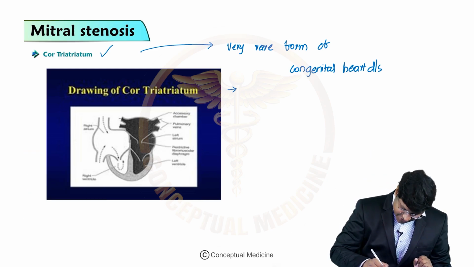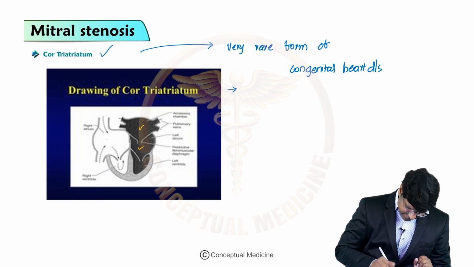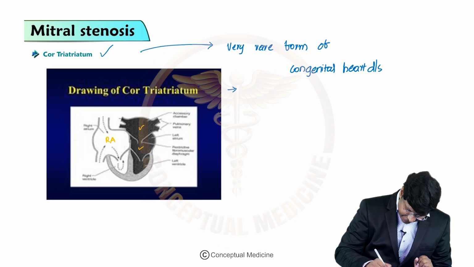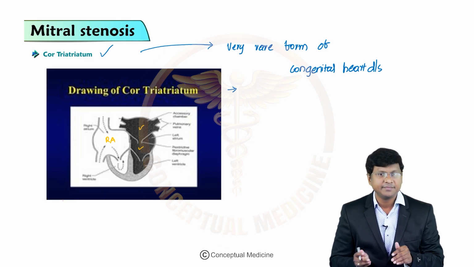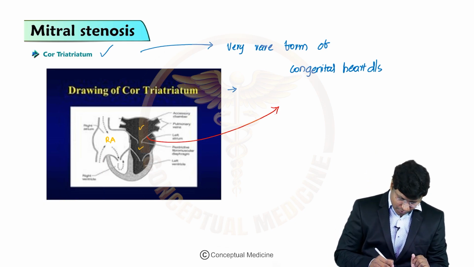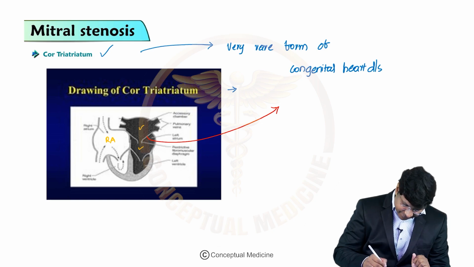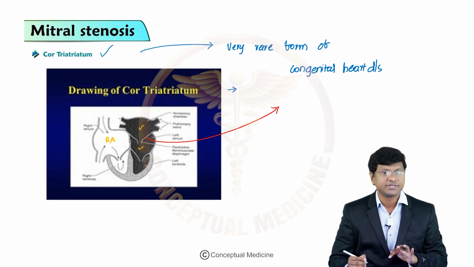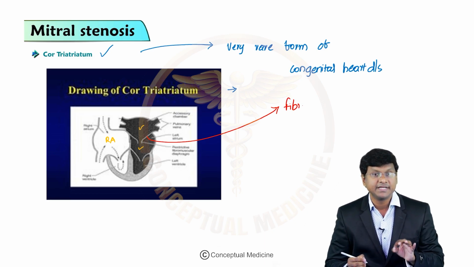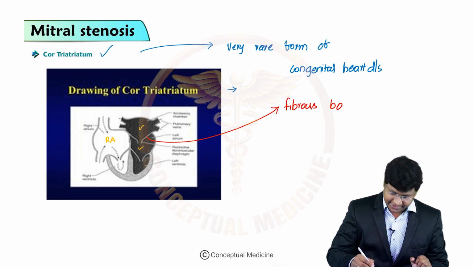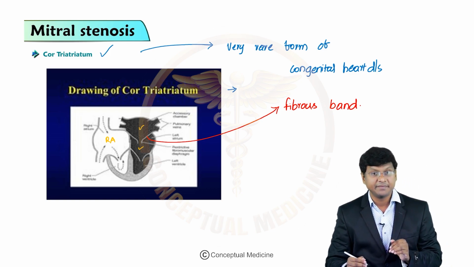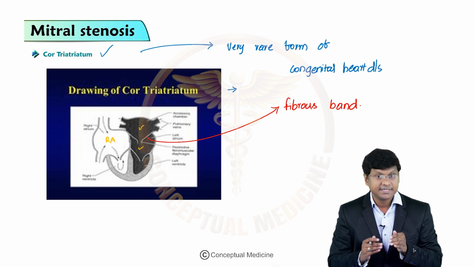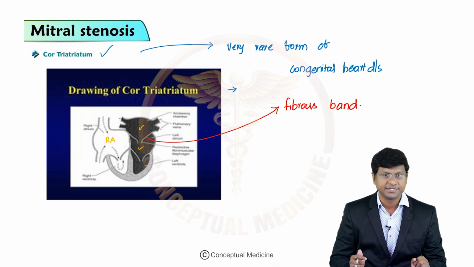You can observe here, we have one chamber and the other chamber, and this will be your right atrium. The left atrium is divided into two portions. How is it divided? This particular structure is nothing but a fibrous band. It is a fibrous band which separates the left atrium into two chambers.